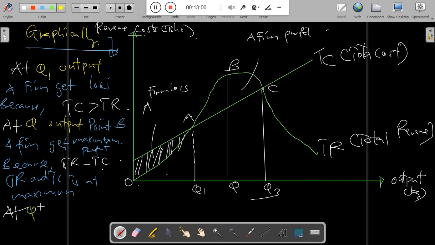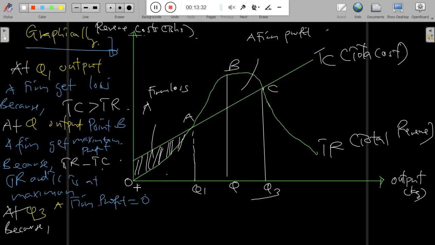And at output Q3, presented at point C, a firm's profit is equal to 0. When a firm's profit is equal to 0, this is because the total revenue is equal to the total cost.